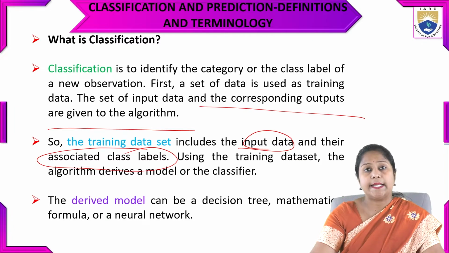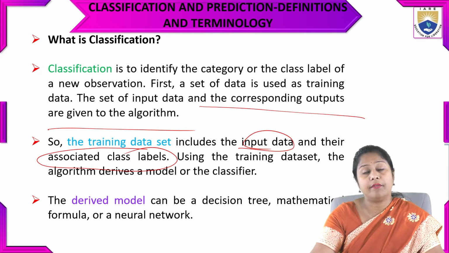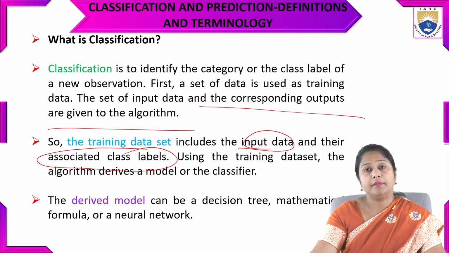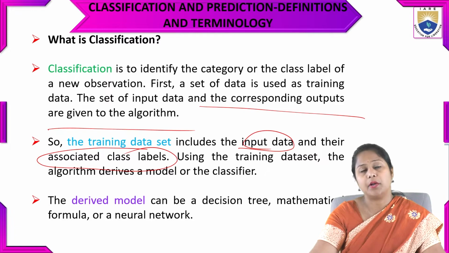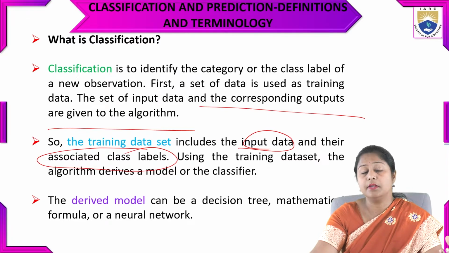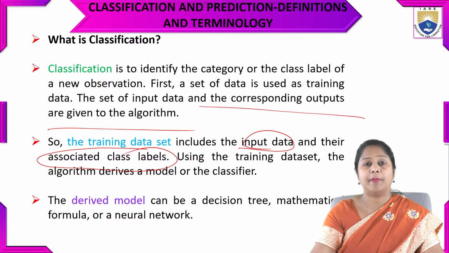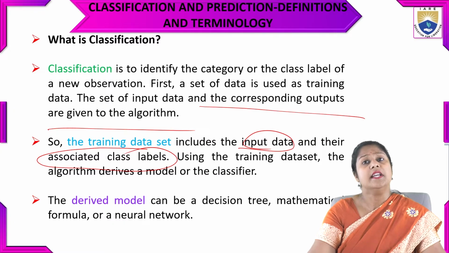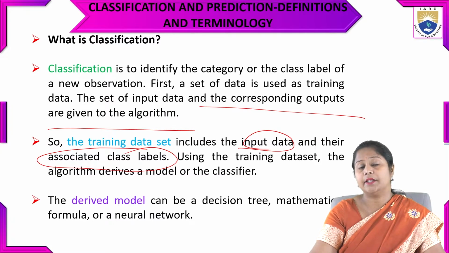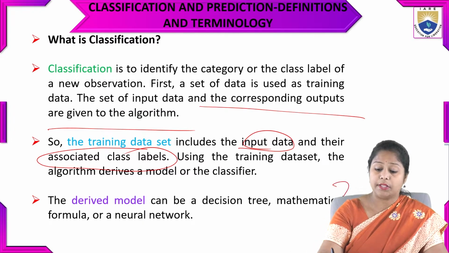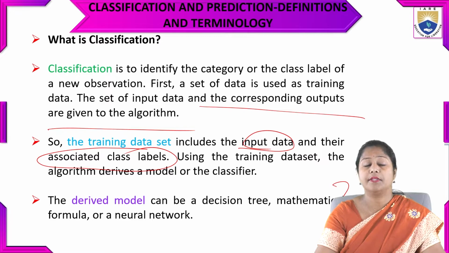Now, using the training data set, the algorithm is going to derive a model, we can say the classifier. So on the basis of the training data set, the algorithm is going to give a model. This derived model can be represented in the form of a pictorial structure, a mathematical formula, association rules, a decision tree, as well as neural networks. So this was the whole process of how classification works.